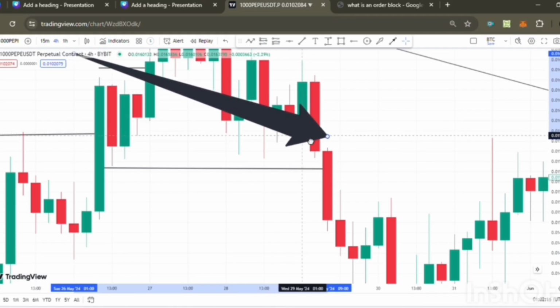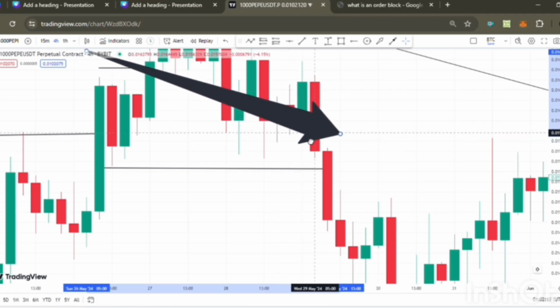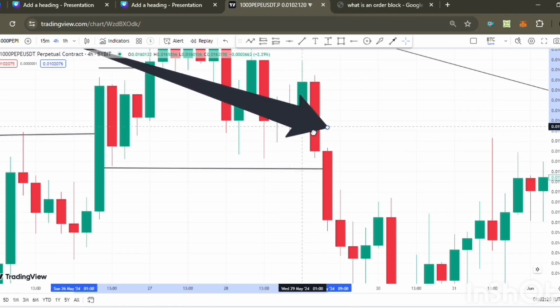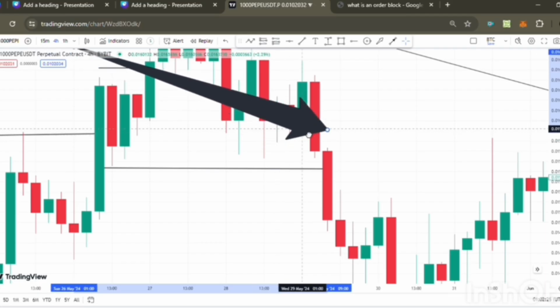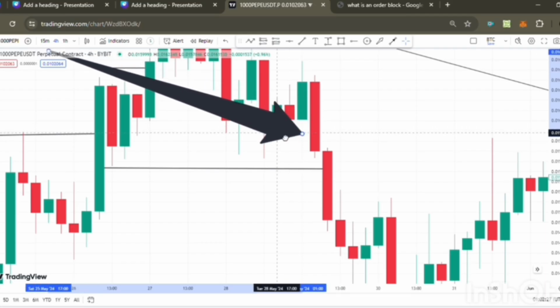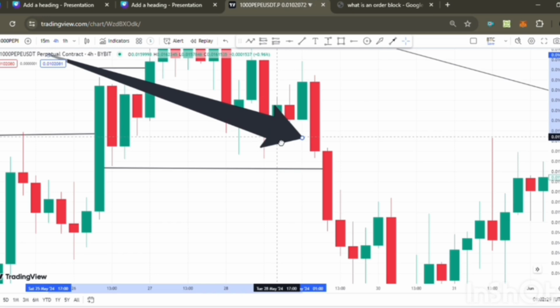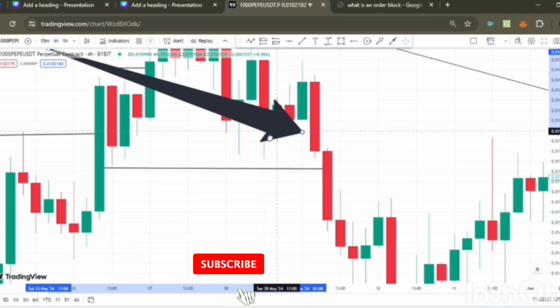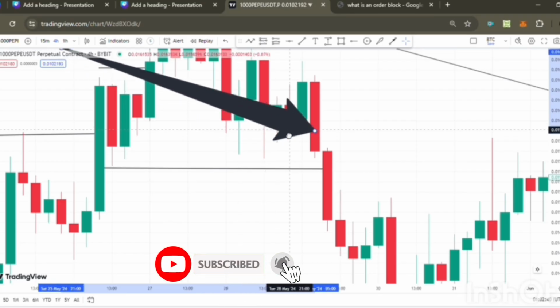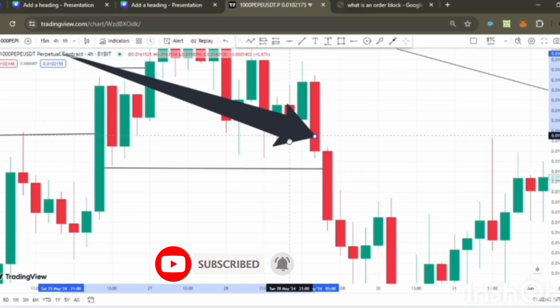We can now say that this is an order block, and because it met almost all the criteria or the rules of indicating an order block, we can say it is a strong valid order block. Do you understand? So it is a strong valid order block.